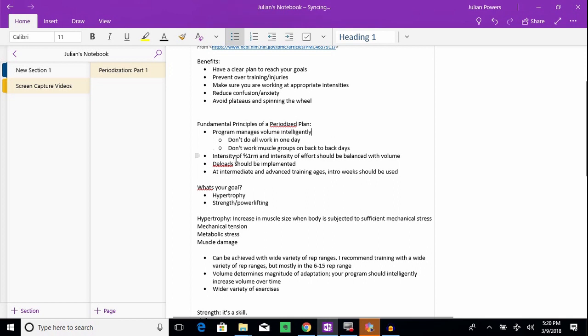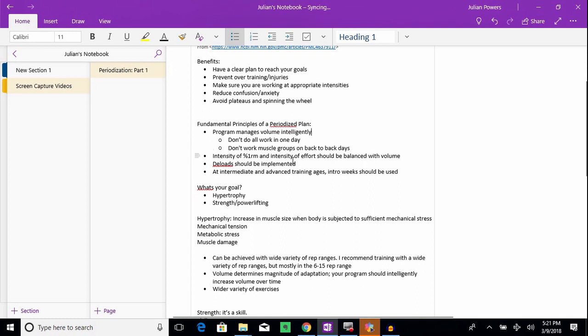Another good sign of a good periodized program is that intensity of 1 rep max, like a percentage of your 1 rep max, and intensity of effort, which would be RPE, rating of perceived exertion, should be balanced with volume and how much you do. And that goes to what I see with people when they work out: if you have a high volume program and you're working with high intensities of 1 rep max and high intensities of effort, then you're probably going to be on the path to overtraining really soon.